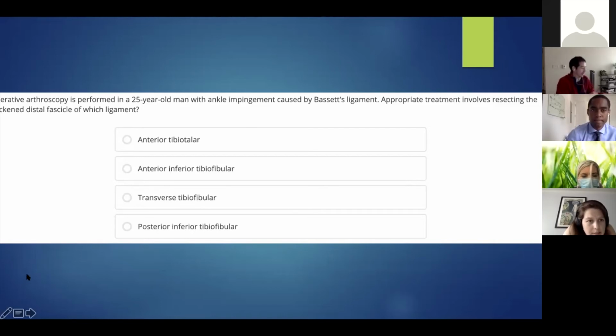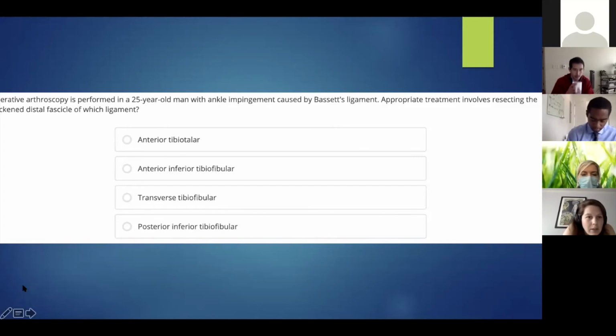So, just did a quick search because I personally had never heard of Bassett's ligament. So Bassett's ligament, but you know what ankle impingement is, and we'll talk about this also a little bit later. Okay. Yes. So what would you guess?